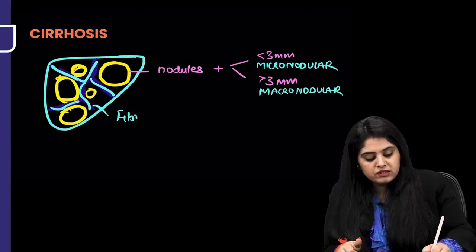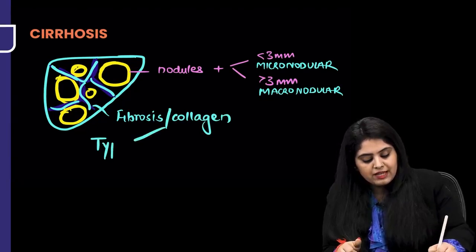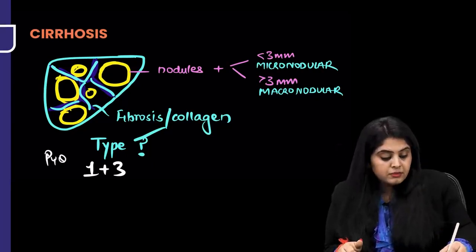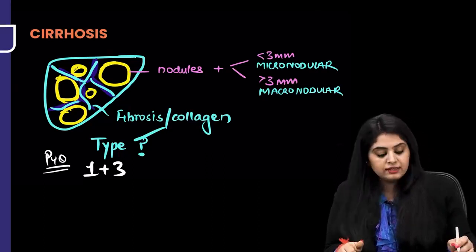So now the question is, this fibrosis is nothing but collagen. So two questions coming up your way. Which type of collagen is going to be there in cirrhosis of the liver? Answer is collagen type 1 and 3. This is a PYQ. Please repeat with me. Which collagens are deposited in cirrhosis? Collagen type 1 and 3.